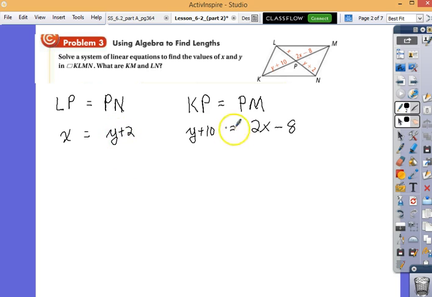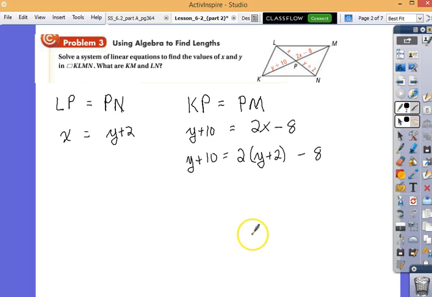So everywhere I see an x in this equation, I'm going to replace it with y plus 2. So I don't replace the y, I don't replace the 10, but I do replace the x with y plus 2. And one of the things I usually do to make sure I don't make a mistake is I take the variable that I'm replacing and I make parentheses, and then I fill in the parentheses with what the variable equals.